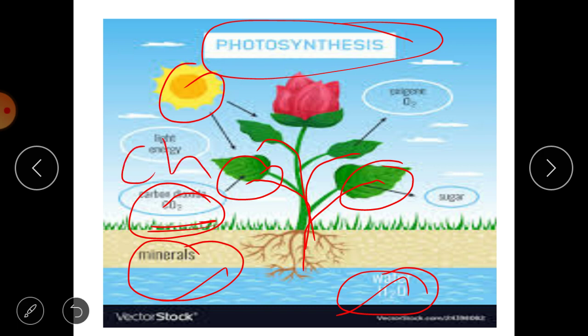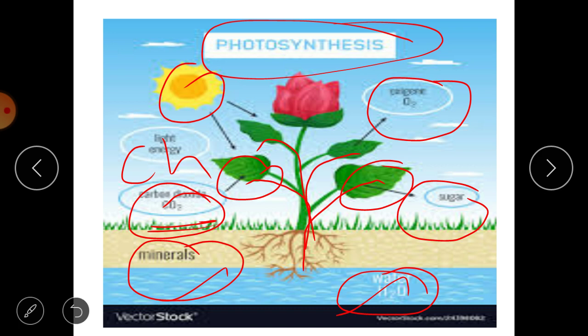And after the process of photosynthesis, oxygen is the gas which is given out by the plants, and sugar is the food which is formed by the plants and stored in different parts of the plant. Yes, extra food is stored by the plants in different parts of the plant. Some plants store their extra food in their leaves, some store it in their stem, some store it in their flowers, fruits, and some store it in their roots also.